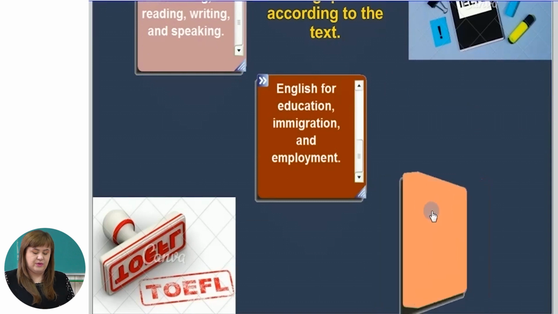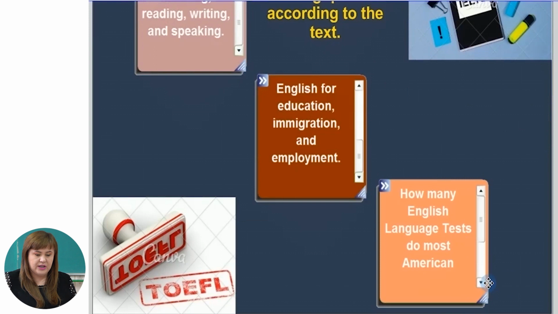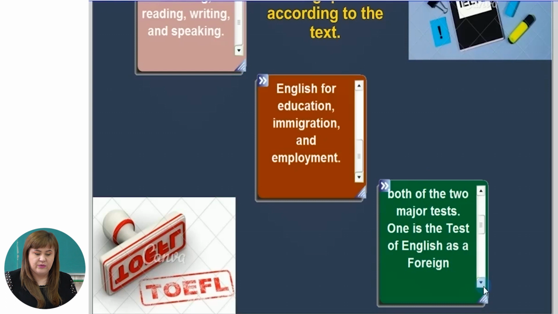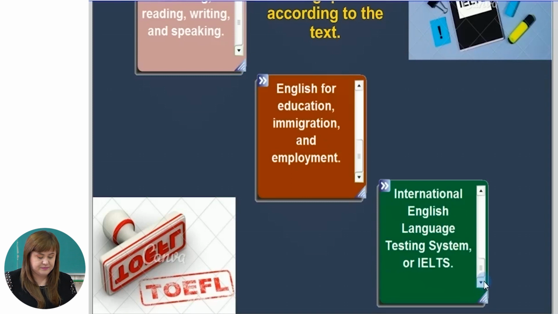And the last question for you is: how many English language tests do most American colleges and universities accept? Let's find the answer. Most American colleges and universities accept 1 or both of the 2 major tests. One is the Test of English as a Foreign Language, known as the TOEFL. The other is the International English Language Testing System, or IELTS.